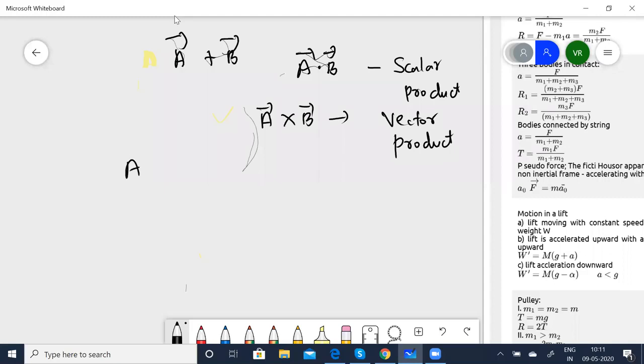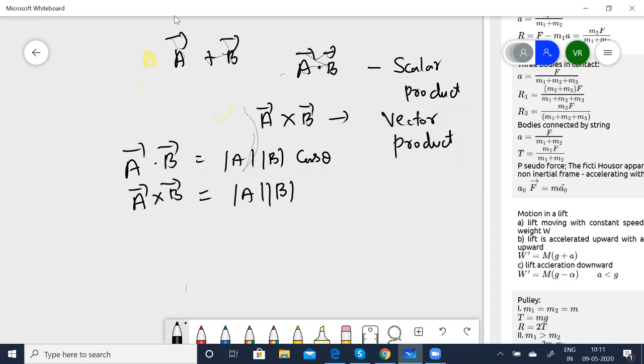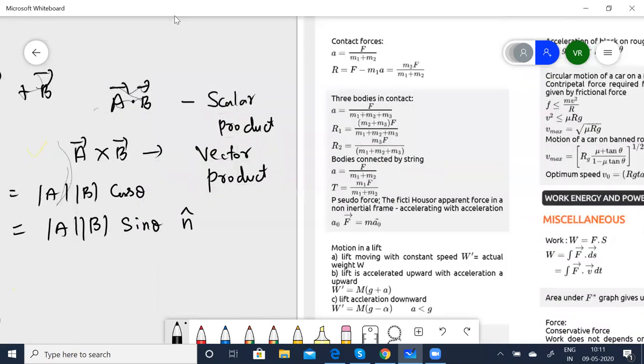So the formula for A dot B is now going to be modulus of A, modulus of B, cos theta. And A cross B, the vector multiplication, is going to be modulus of A, modulus of B, sine theta, n cap, where n cap is the unit vector perpendicular to this. Now coming back to the projections.